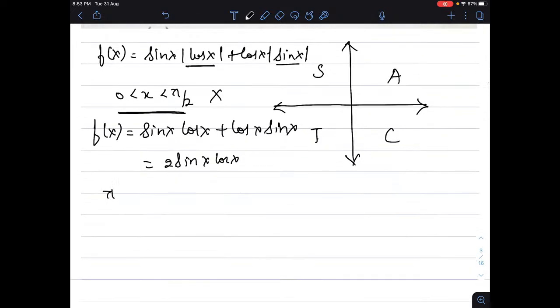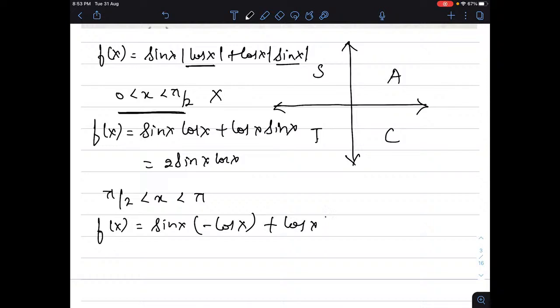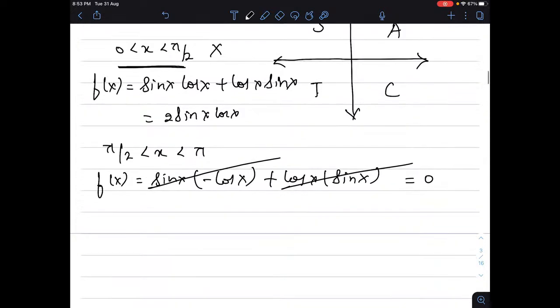Now if we talk about the second quadrant, that is the principal solution, pi by 2 is less than x is less than pi we are talking about. So f of x will be written by us: sin x as it is, and cos x will become minus cos x over here, because in the second quadrant cos is a negative function. Plus cos x will come, and sin x will come with the positive sign, because sin is positive in the second quadrant. So plus sin x cos x and minus sin x cos x get cancelled, and we get 0 over here.